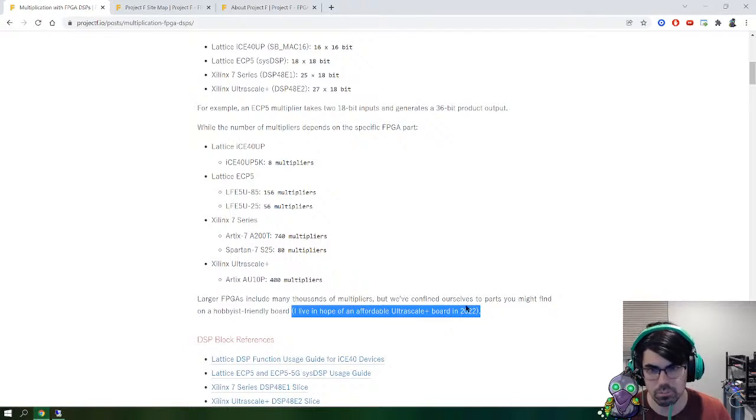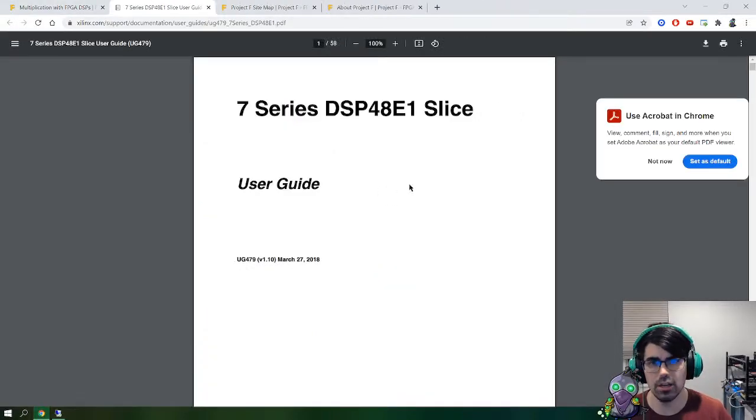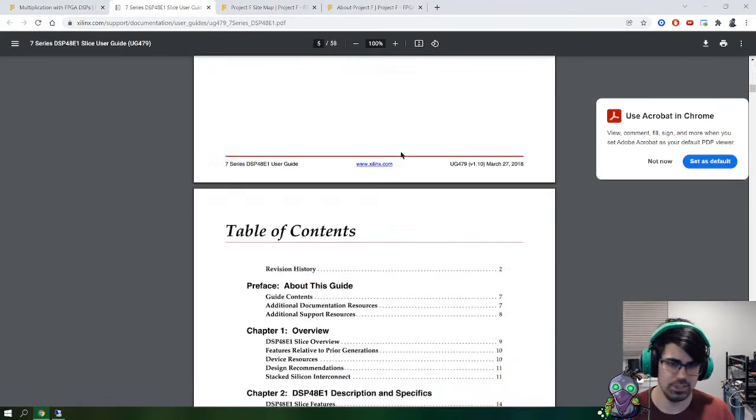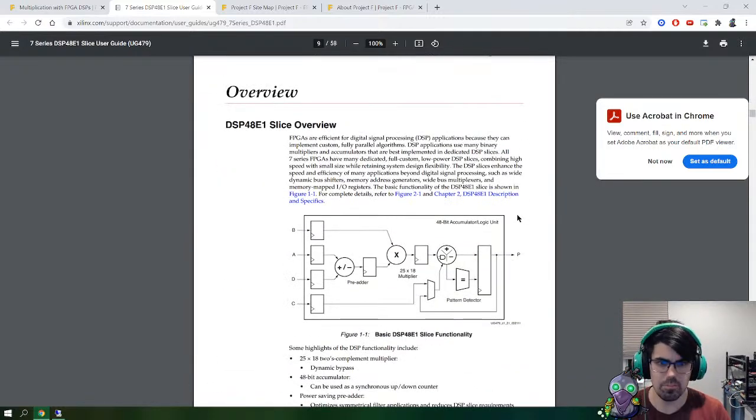Yeah, me too. I would love to see RTX UltraScale Plus. So right now let's dive into the Series 7 DSP slice. This goes to the Xilinx documentation. Let's see if we can find a block. Right here, our basic block functionality.